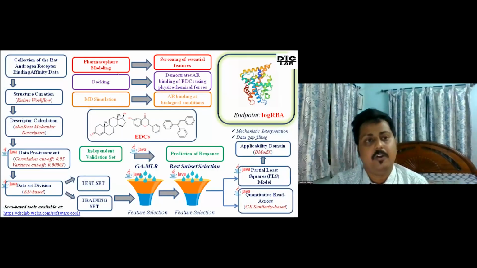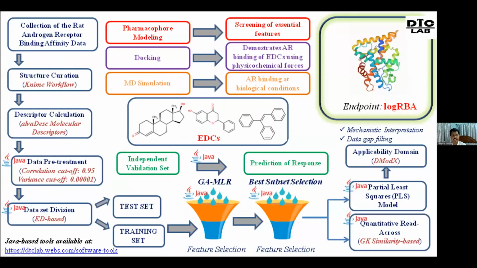So this is our workflow where we have collected the data set from the EDKB database. We have curated the structure using the KNIME analytics platform, and then we have calculated the descriptors using alvaDesc. Now we have divided the dataset into training and test sets and performed feature selection using genetic algorithm and best subset selection. Now from here onwards, we have bifurcated our work into two different directions.